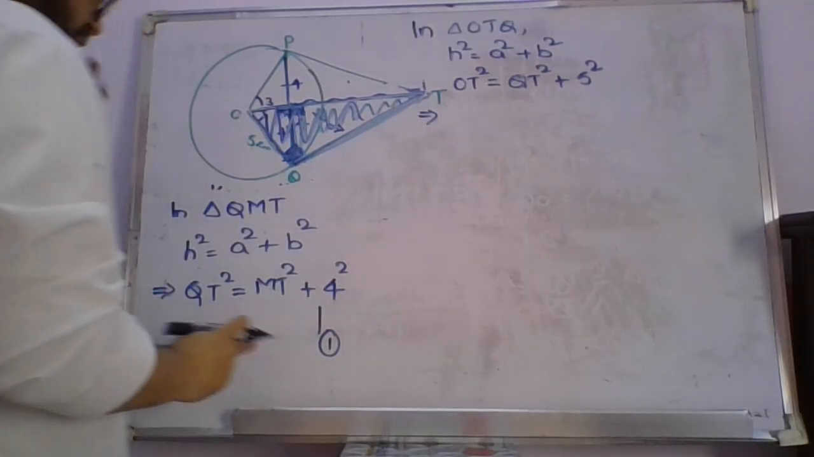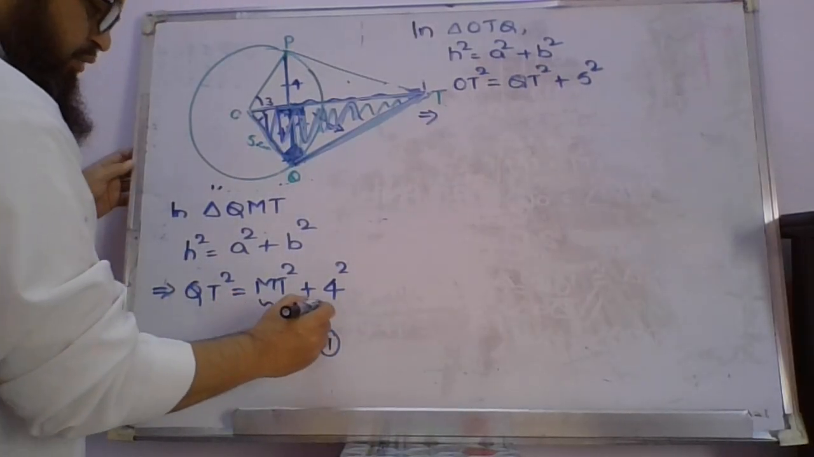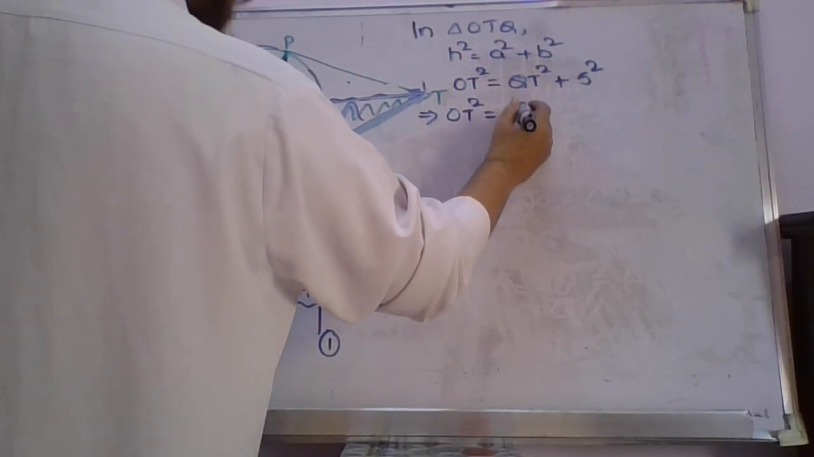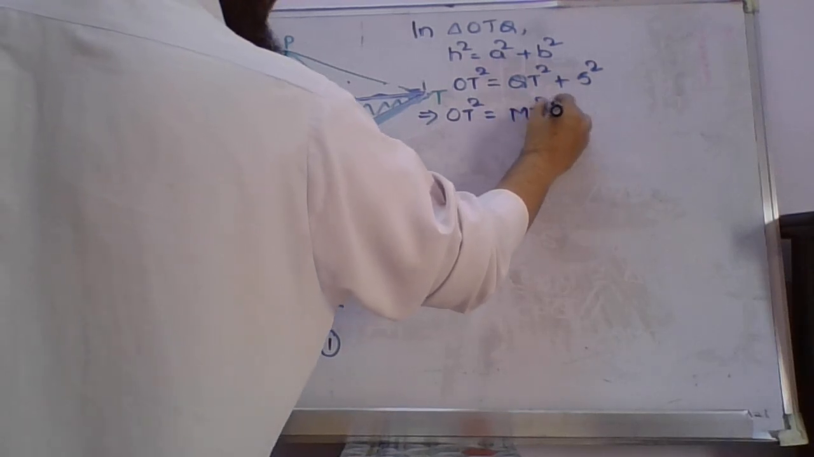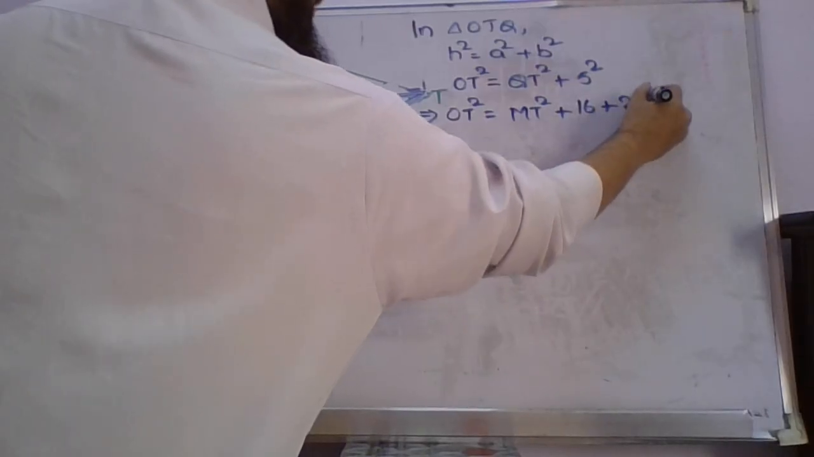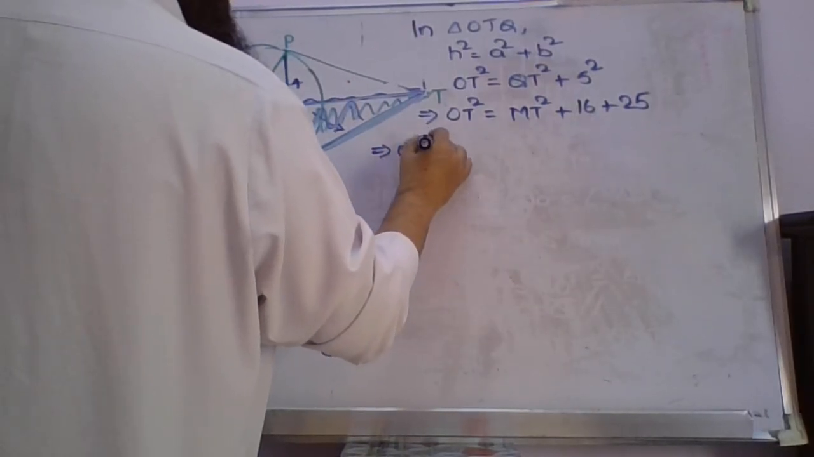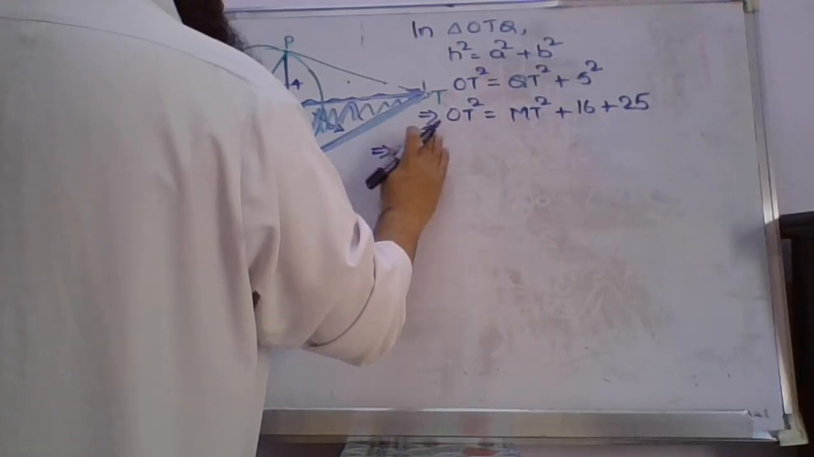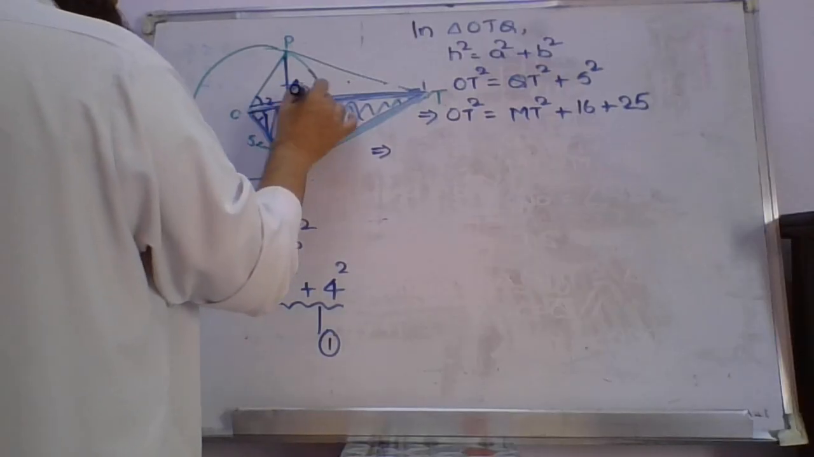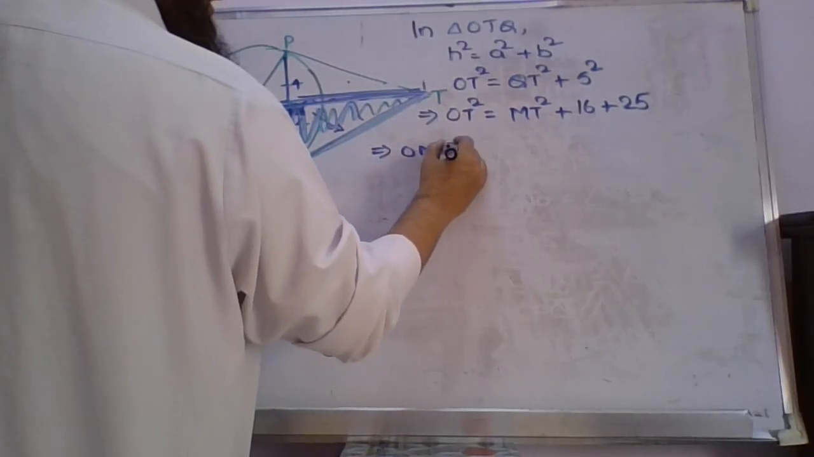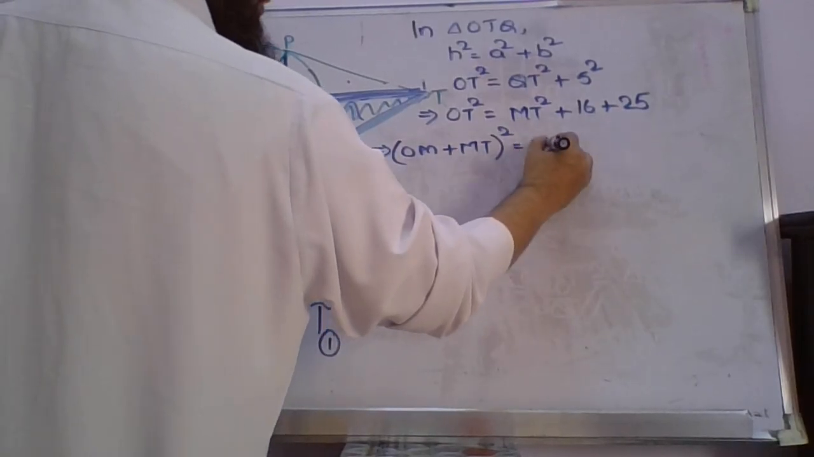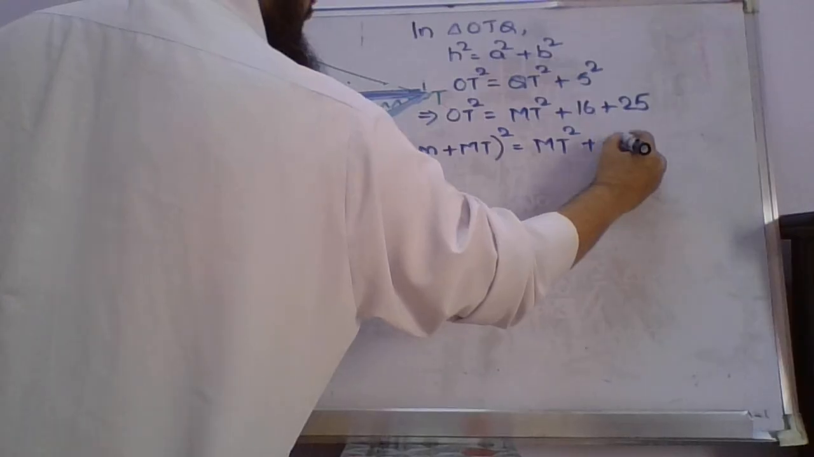So in one, what did we get? QT square is equal to MT square plus 4 square. So just substitute it: is equal to MT square plus 4 square. 4 square means 16, plus 5 square is 25. So that implies OT square is equal to, here OT square, how can I write? Is it OM square plus MT square? Sorry, OT is equal to OM plus MT whole square, which is equal to MT square plus 41.